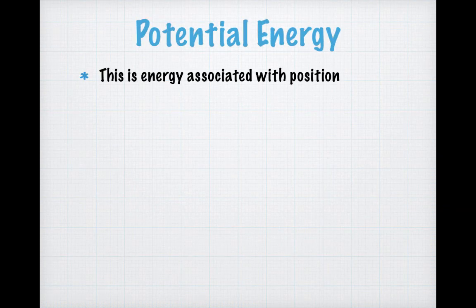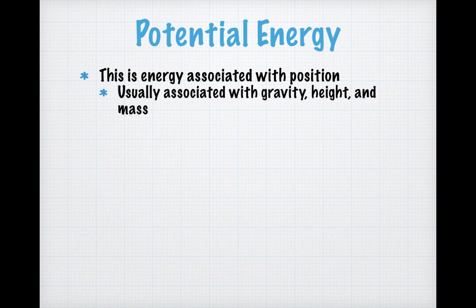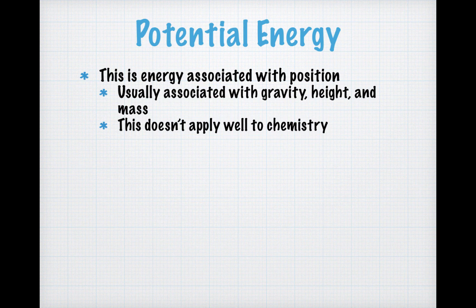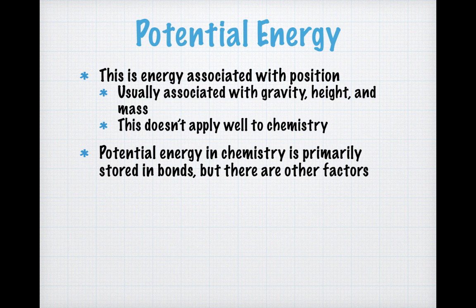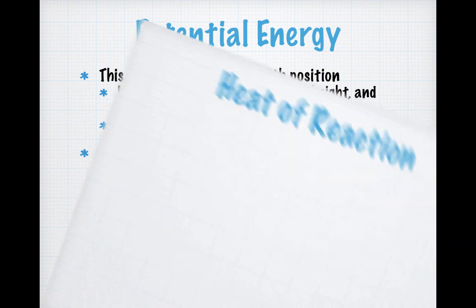So that was kinetic energy. Let's take a look at potential energy. This is energy associated with position in physics, and this becomes associated with gravity, height, and mass. And this description doesn't really apply very well to chemistry. So the potential energy in chemistry is primarily stored in bonds and the types of bonds present and the energies either required to be absorbed to break bonds or the energy released when certain bonds become formed.